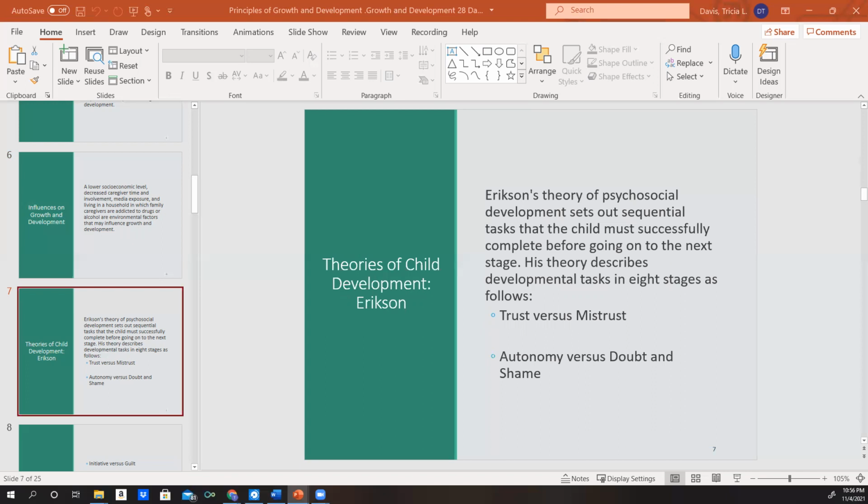Throughout these courses that we've taken over the last year, we have always talked about different theories of development. So we're going to talk about it once again. We're going to talk a little bit about Erikson. Remember back to when we talked about Erikson before, he describes human psychosocial development as basically a series of tasks or crises.